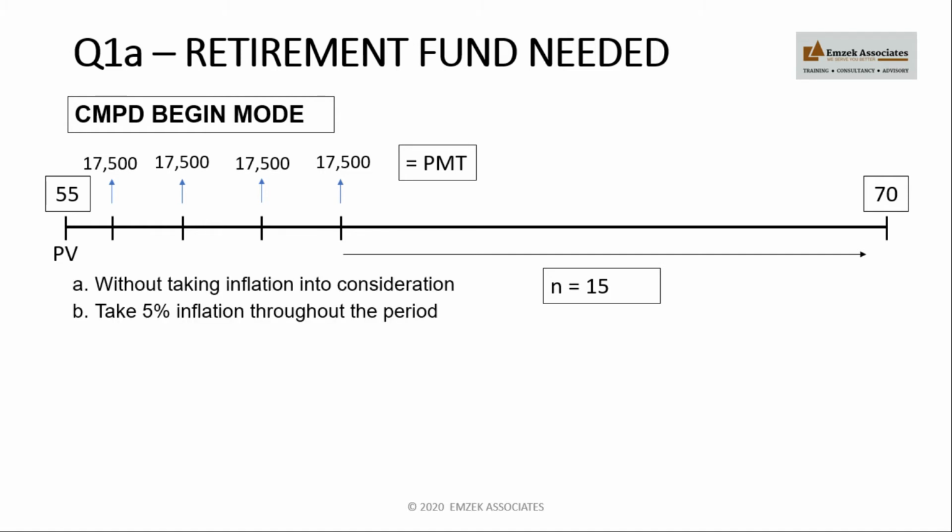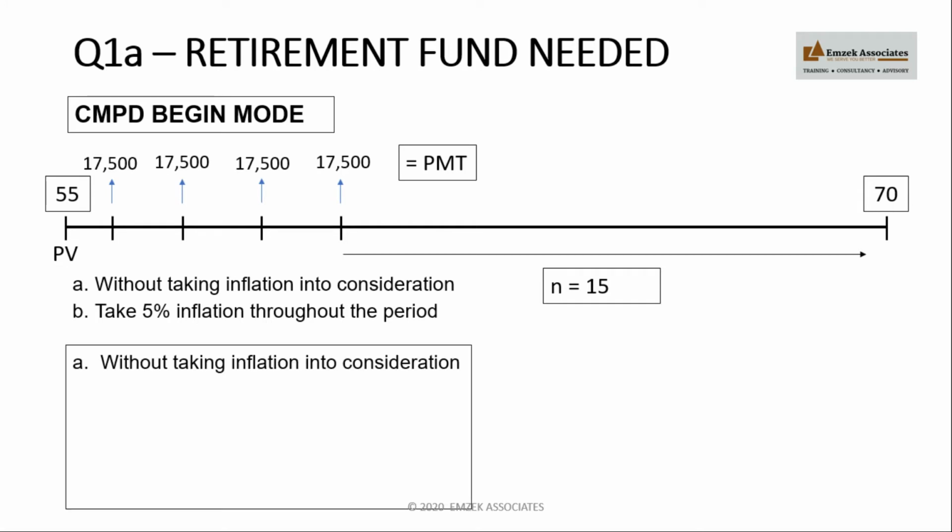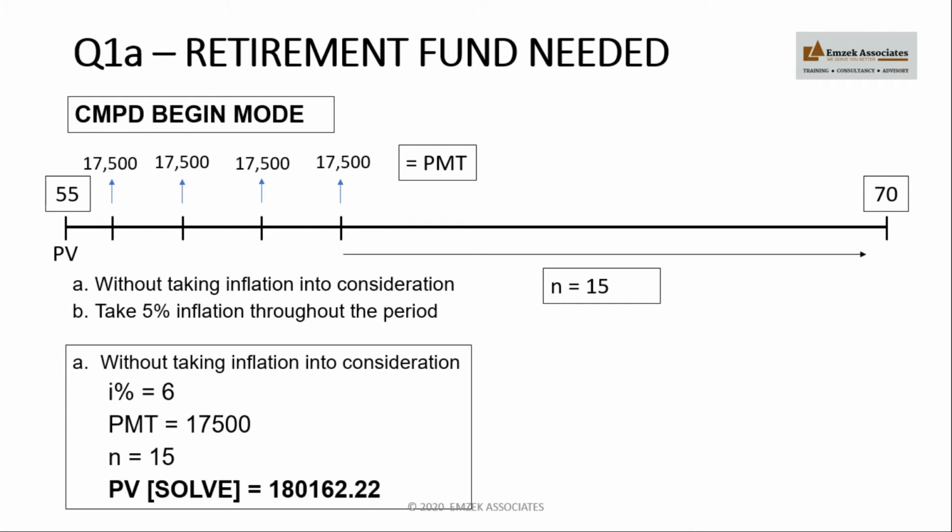We will do it without taking inflation into consideration, and secondly with 5% inflation. Without taking inflation into consideration, we use I percent as 6. PMT, the payment, is 17,500 and N is 15. So we look for PV, the present value. We solve at PV, and we find the answer.